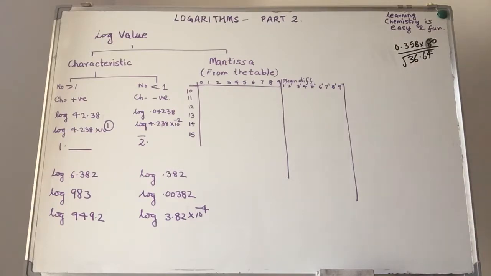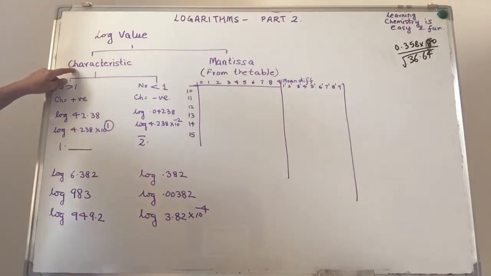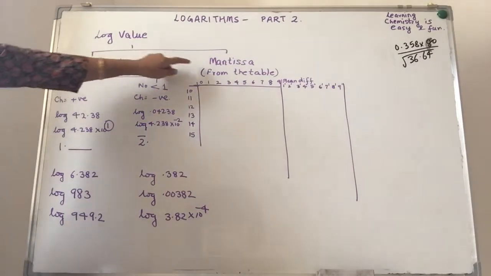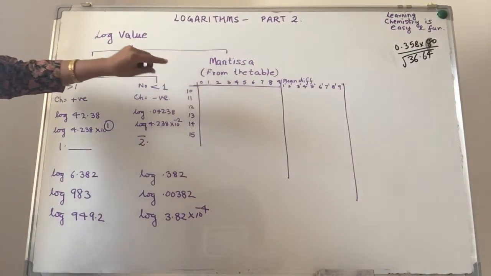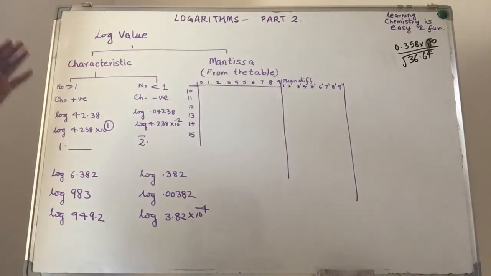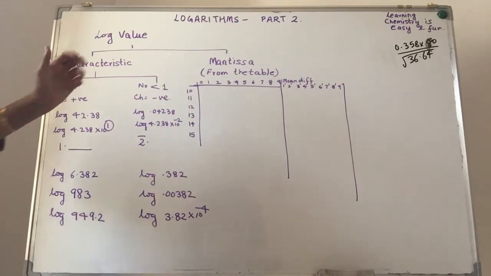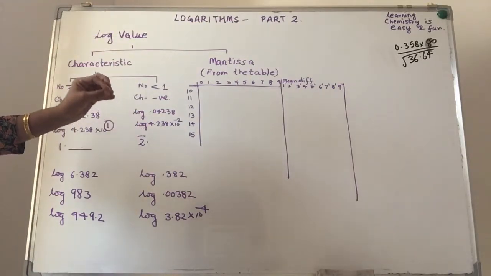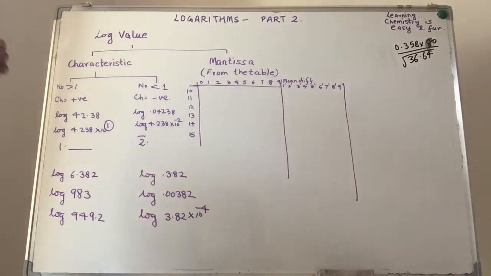In order to apply logarithms, you need to understand two things. There are two parts in a logarithmic value: the characteristic and the mantissa. As I mentioned in Logarithms Part 1, you need to have the logarithmic table handy. Usually you will find it in the appendices at the back of the textbook, or you will find logarithmic tables separately. If you haven't got hold of them, please get hold of 4-figure logarithmic tables before you proceed with this video.